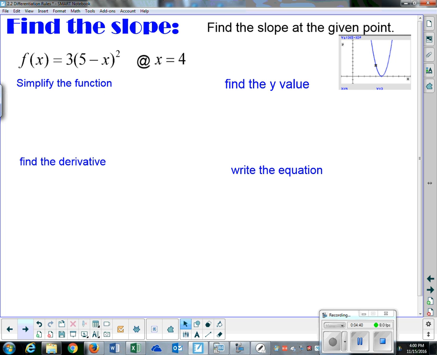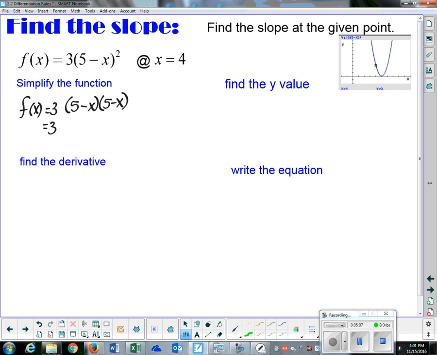Find the slope at the given point. So the first thing we're going to want to do is probably simplify this function, because I don't know how to do the derivative when I have a little bit of extra stuff. It's not just simply x being squared, but it's 5 minus x being squared. So let's simplify it by foiling out or squaring. So it's going to be 5 minus x times 5 minus x. That's what it means to square.